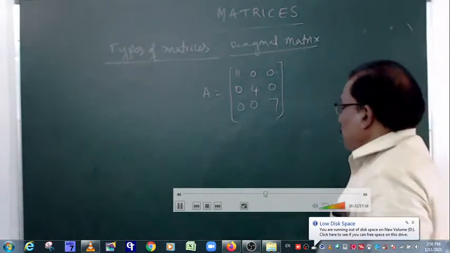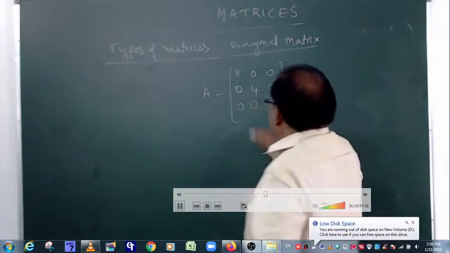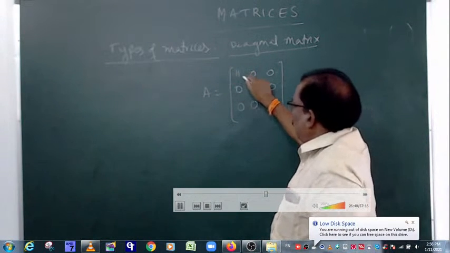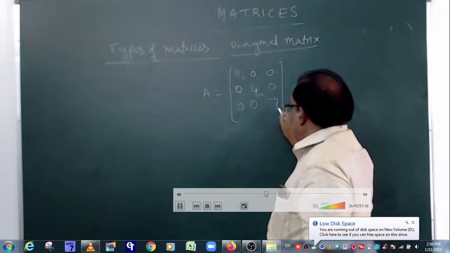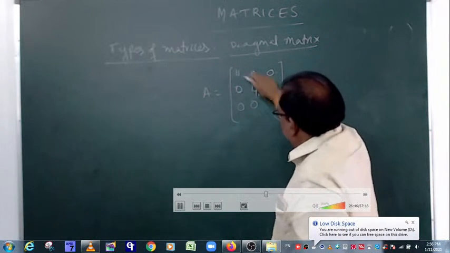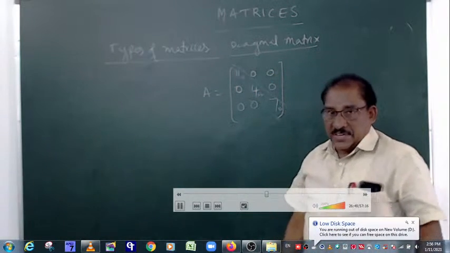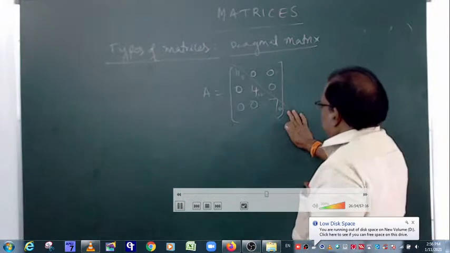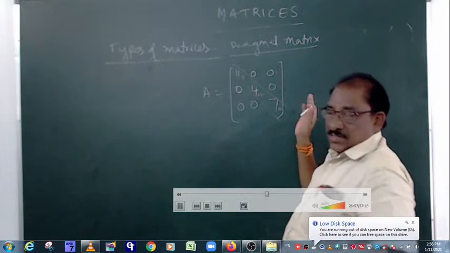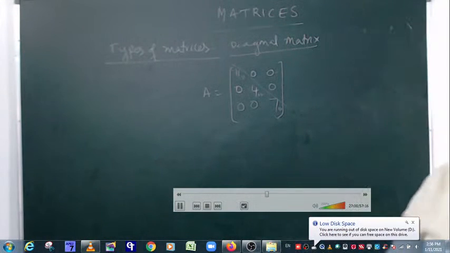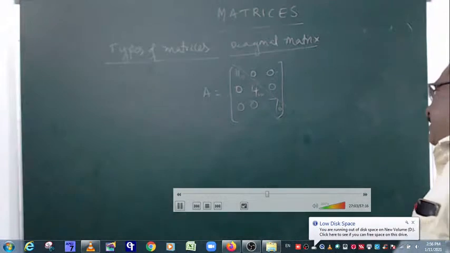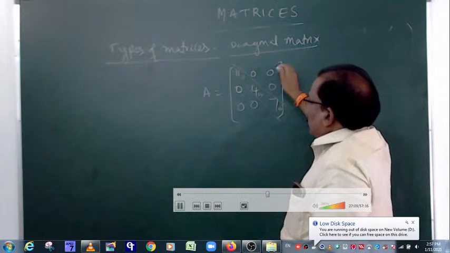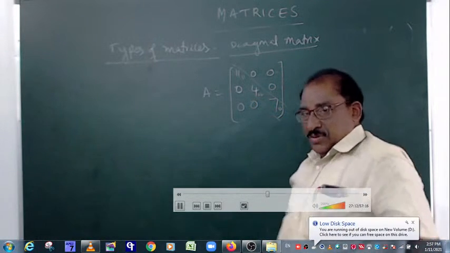In the matrix A, what are the diagonal elements? The diagonal elements are the elements in the principal diagonal, that is positions 1 1, 2 2, 3 3. This is the principal diagonal. These are called the diagonal elements. The other elements are non-diagonal. So in this matrix, the non-diagonal elements are equal to 0 and the diagonal elements are non-zero.